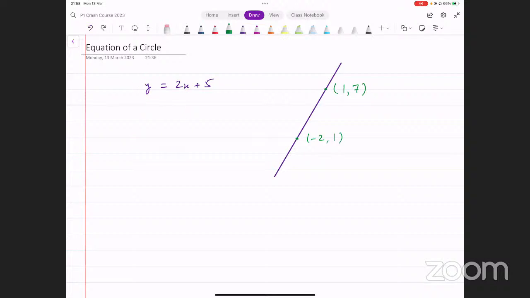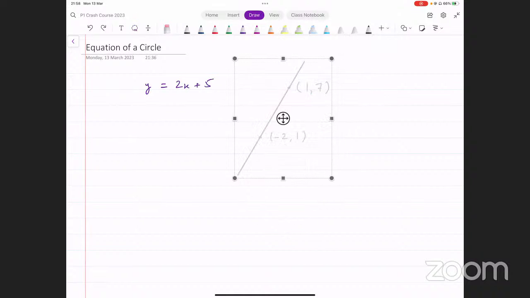So every point that lies on this line has to satisfy this particular equation. And if you think about it the other way around, this equation represents every point on this line. Every point on this line is represented by this equation. Okay, that's what it means to have the equation of any graph. So for a straight line, this is what it means. Now, what about the equation of a circle?